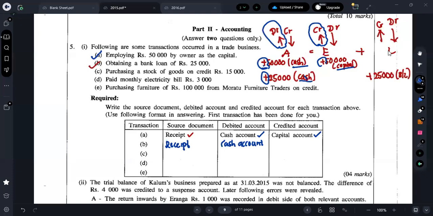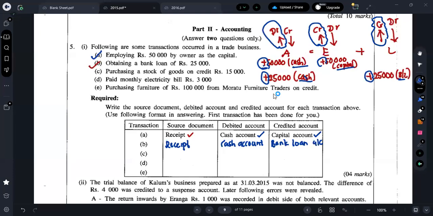How to figure out? See here, our liability is increasing or decreasing, guys? Liability is increasing. If the liability is increasing, the relevant liability account should be debited or credited? The relevant liability account should be credited. What's the relevant liability account? Bank loan. So here you can write bank loan account. Now the third one: purchasing a stock of goods on credit, rupees 50,000.